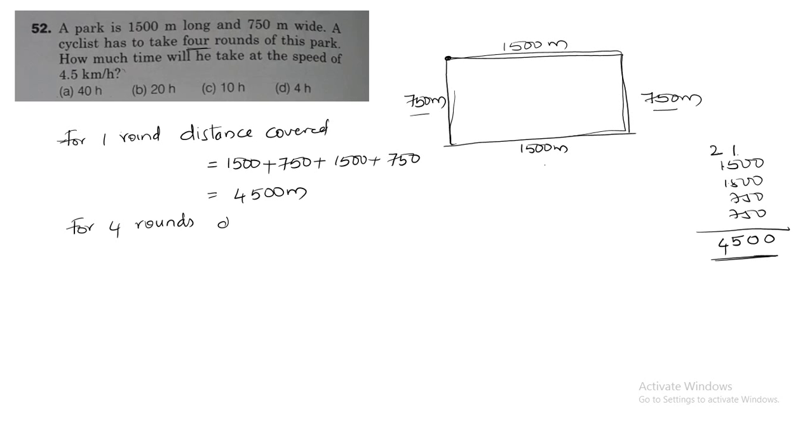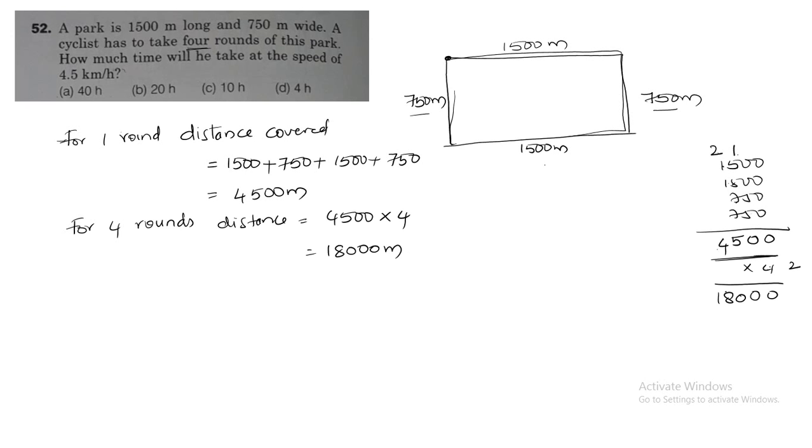So for 4 rounds, distance is equal to 4,500. Here 4 rounds means you need to do multiplication. So into 4. 4 zeros are 0. Again 4 zeros are 0. 4 fives are 20, so 2 is carried. 4 fours are 16 plus 2 is 18. So what is the distance he has to travel? 18,000 meters. 18,000 meters, right?